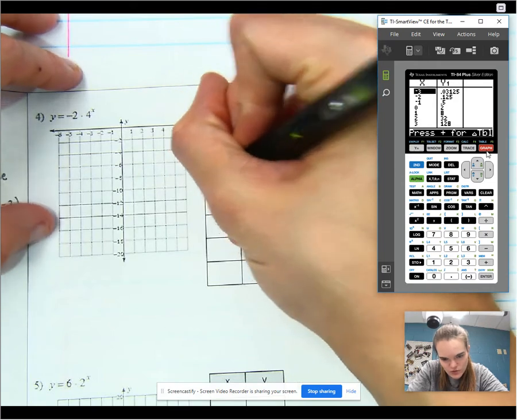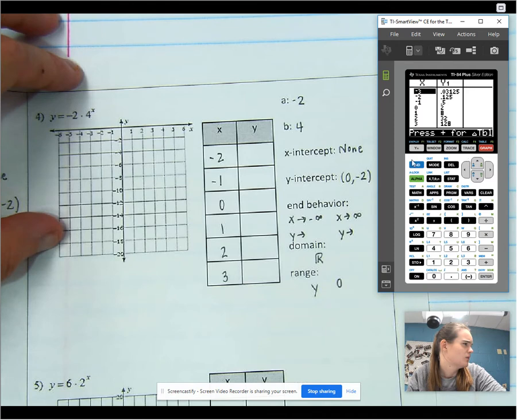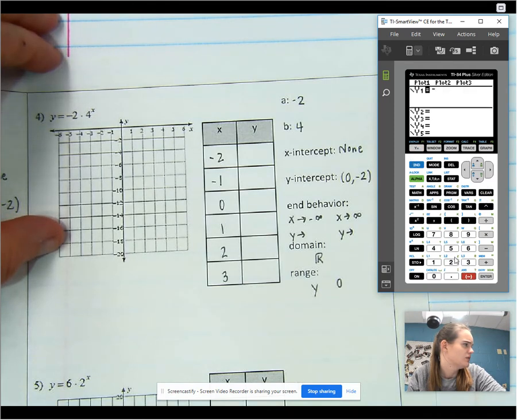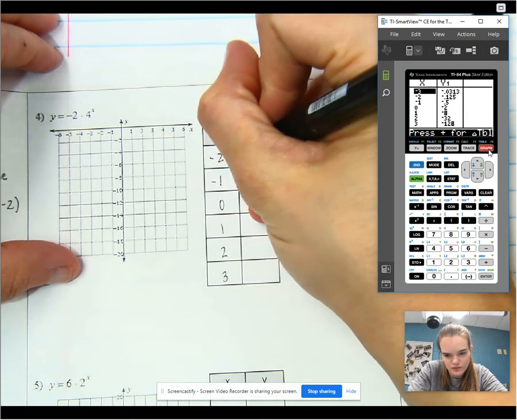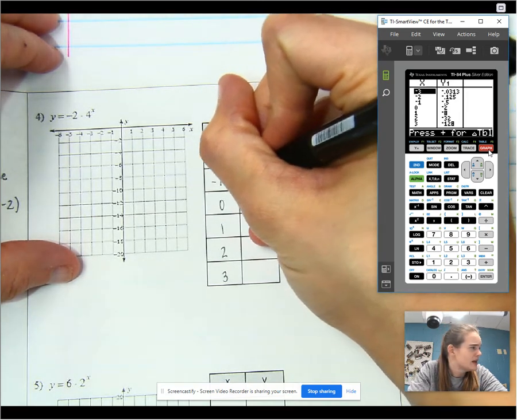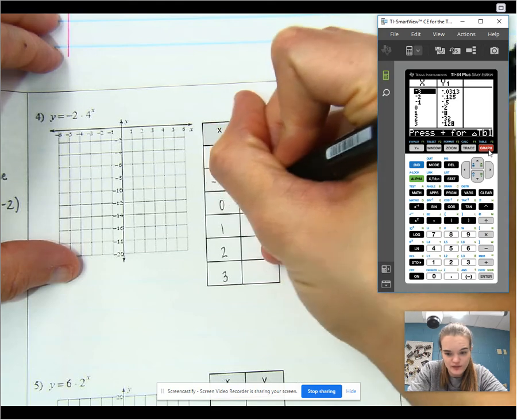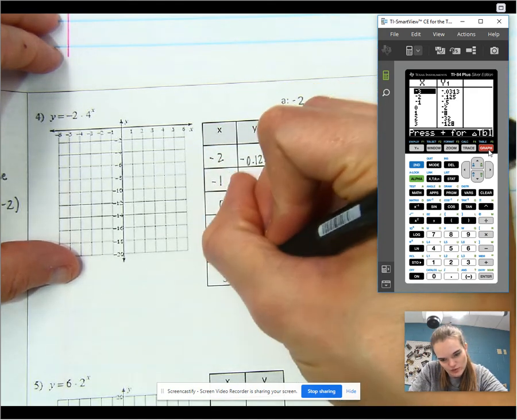-2, negative 1, 0, 1, 2, 3. Y equals, clear that out, negative 2 times 4 raised to x. Negative 0.125, negative 0.5, negative 2, negative 8, negative 32, negative 128.